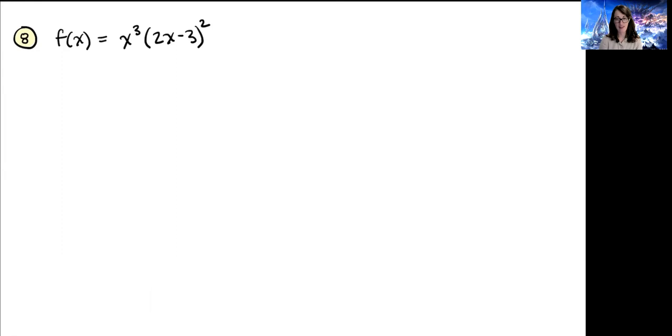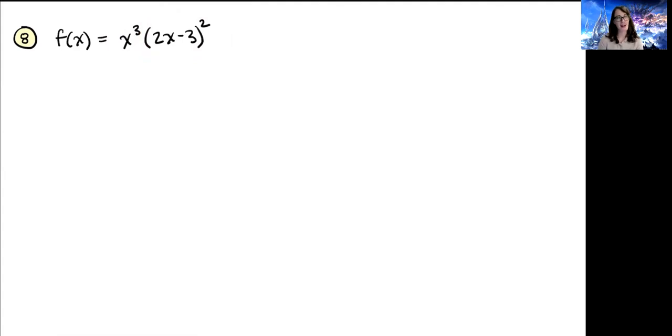So now what we have here, our outermost function, or our outermost operation, like globally, the bigger picture of this function, is that we have something, x cubed, times something else, 2x minus 3 squared, and both of those things that are being multiplied have variables in them. When that is the case, 100% of the time, you will need the product rule.